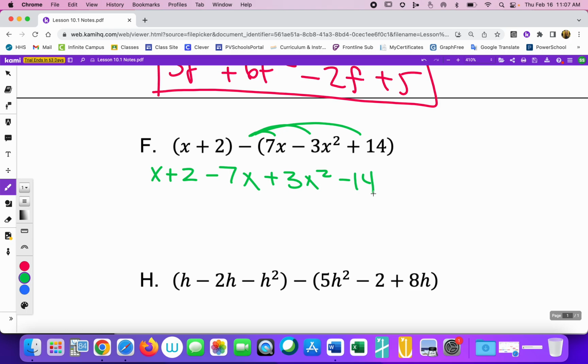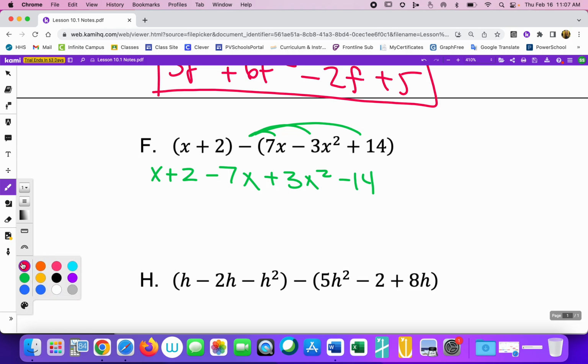Also, most common mistake I see a lot, not distributing that all the way. So leaving a sign when it should be changed. These two, the 7x and the 14, were positive, now they're negative. This one was negative, now it's positive. So they should be complete opposite signs of what they started with. Okay. And then we combine like terms.